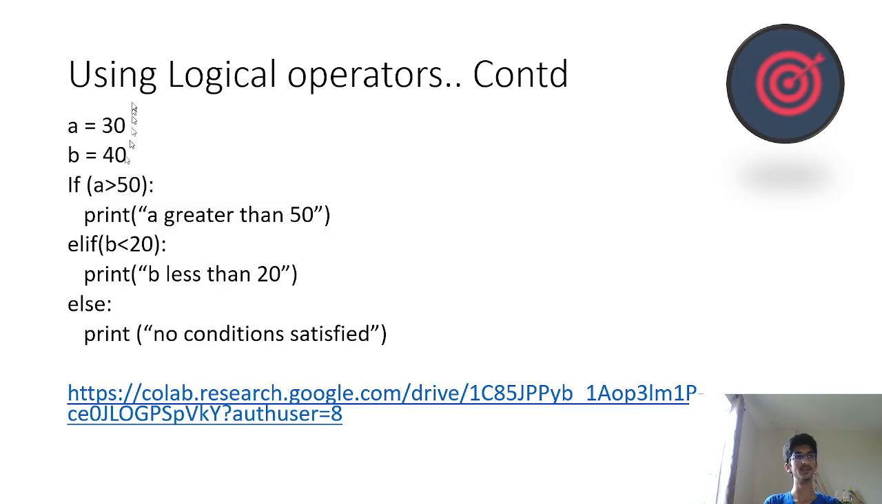So similarly, we have A is 30 and B is 40. Now over here we check if A is greater than 50, and then we print A is greater than 50 if it is. We check if A is not greater than 50, because we have else if, right? Then we check if B is less than 20, and then we'll print B is less than 20. And if that doesn't happen, then we'll print no condition satisfied. So what do you guys think would be the output of this code?